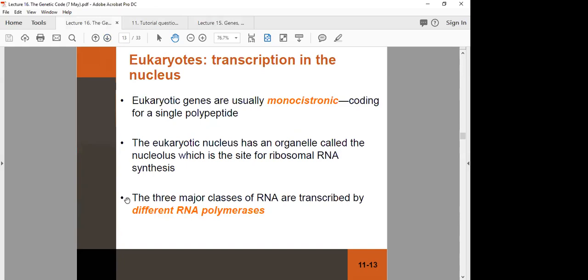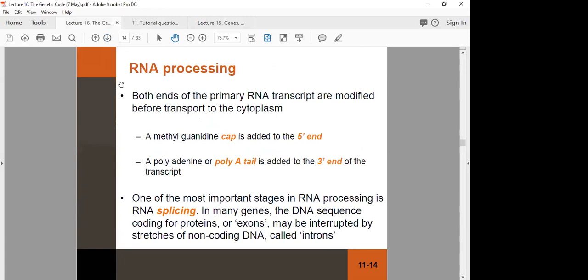The three different major classes of RNA, that is messenger RNA, ribosomal RNA, and transfer RNA, are transcribed by different RNA polymerases in eukaryotes. All right, so transcription has occurred and a molecule of RNA has been produced, has been synthesized. But before this RNA can leave the nucleus and enter the cytosol of the cell, it has to be processed.